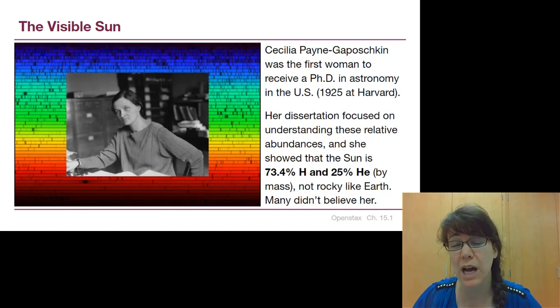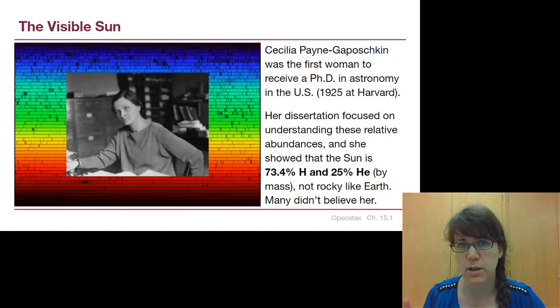So a lot of people did not believe her at the time, and it took more follow-up observations for that to be confirmed knowledge. But it was her work that was the first to show those relative abundances. And the fact that the sun is mostly hydrogen and helium is a fact that we should write down and pay attention to, because that percentage of 3/4 hydrogen, 1/4 helium is something that we're going to see over and over as we continue in this course.